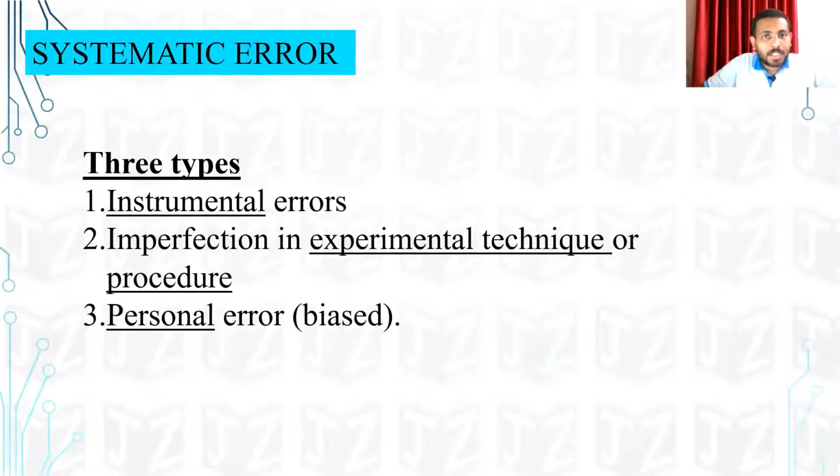As you know, there are three major components for an experiment. The first one is the instrument that we use to take the measurement. The second one is the experimental technique or procedure that we use. And the third one is the person who takes the measurement. Likewise, there are three types of systematic errors. The first one is instrumental error, the second one is due to imperfection in experimental technique or procedure, and the third one is personal error.